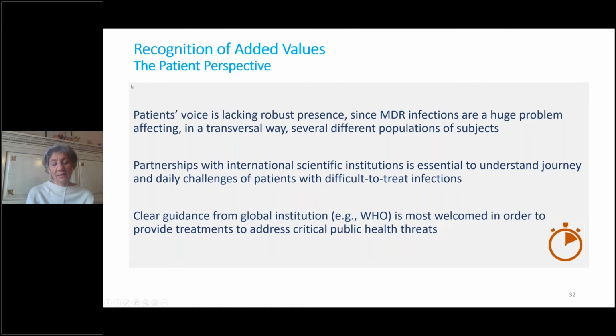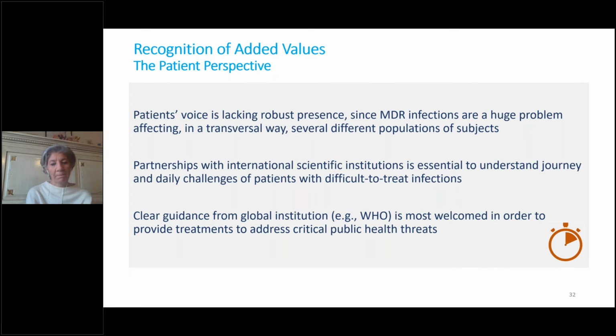And the last but not least aspect is the patient voice. Due to the fact that infection impacts different categories of patients in a transversal way, it's difficult to have patient associations supporting and asking for new antimicrobials. So partnering with medical societies is really critical, because they can have in their hands, or imagine, a special population where this antimicrobial can be effective, in order to highlight its benefit.